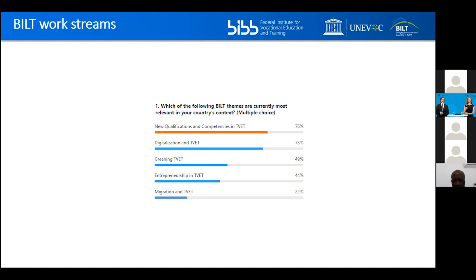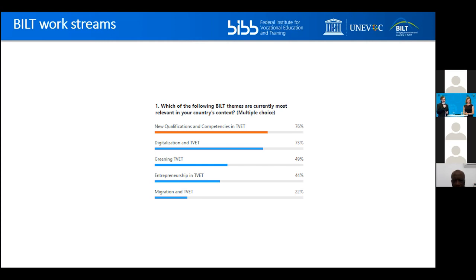Very interesting. Okay, so now you should be seeing the same as we are seeing on the screen, which are the poll results. It looks like the top result there is new qualifications and competencies in TVET. For us this is very important because it's one of the overarching themes of the BILT project. So it's good to see that there's a recognition from TVET stakeholders such as yourselves that this is a very important element.